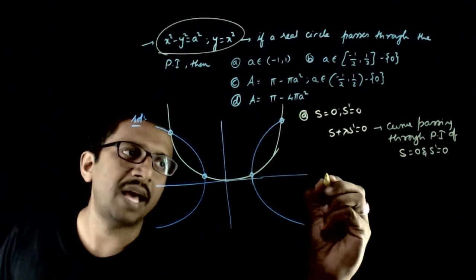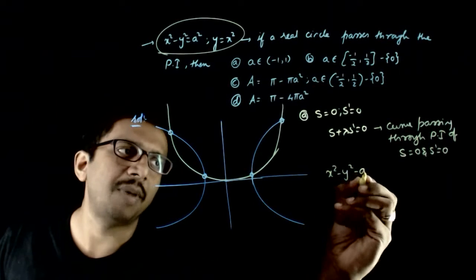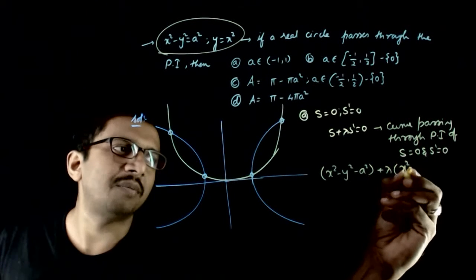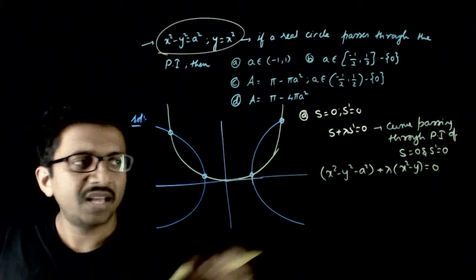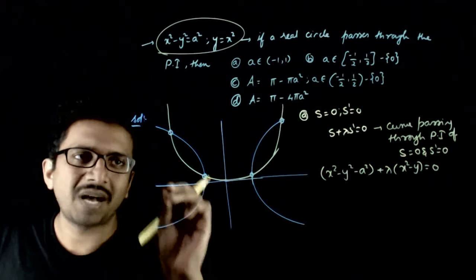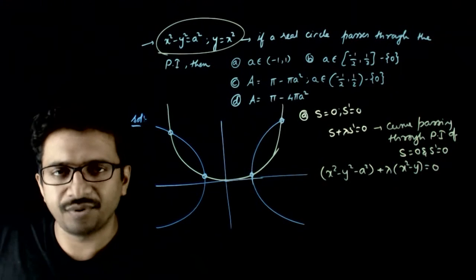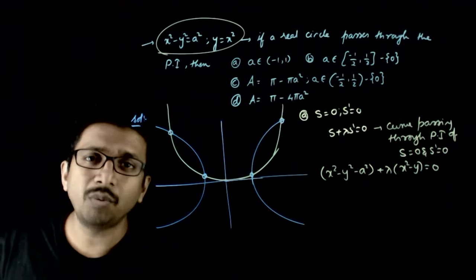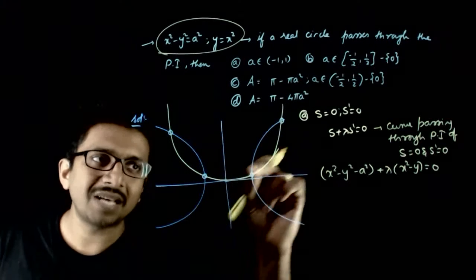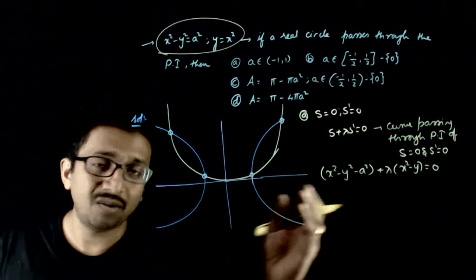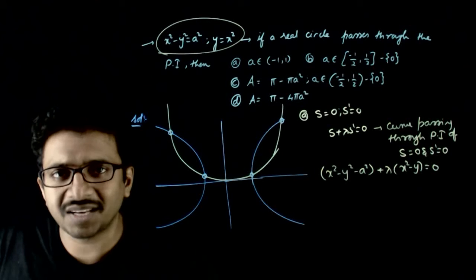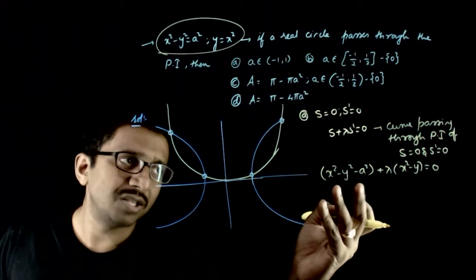Now S = 0, you have x² − y² − a², this is the first curve, plus λ times (x² − y) = 0. So S1 + λS2 = 0 represents some curve which passes through the points of intersection of these two curves. Now I don't want any curve, I want a circle, because if a circle can pass through these points, I want a circle equation of this form. So if this equation has to represent a circle, what should be the condition? There is no xy term.